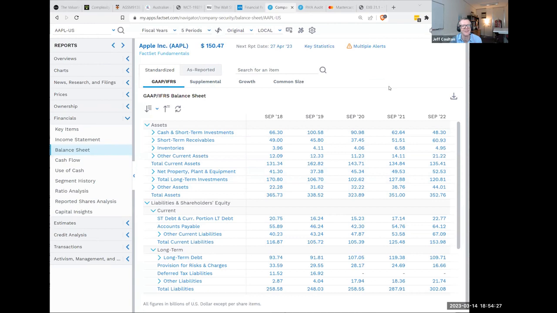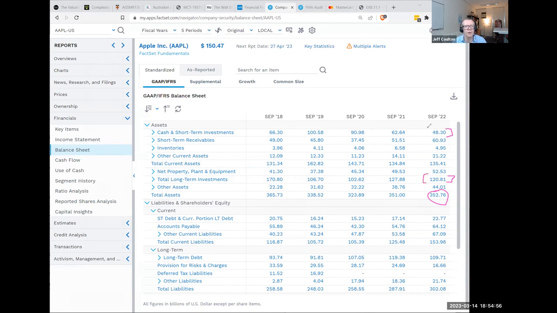Is that better? Can we see Apple now? Okay. So what I was looking at, we've got total assets of 350 billion. And of that, 50 is cash and short-term investments. So that's treasury bills, corporate bonds. We've also got $120 billion of other long-term investments.